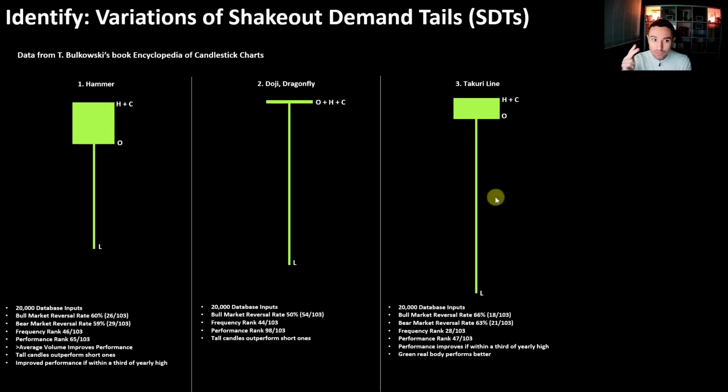Remember, identify, control, mitigate, and optimize. So we've got to understand what are optimal candlesticks to be looking for entries, and then we tie it in with right stock, right location as well. So for me, these are shakeout demand tails, okay, really important.